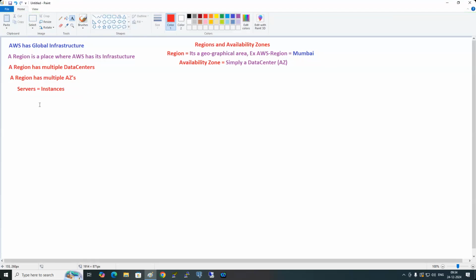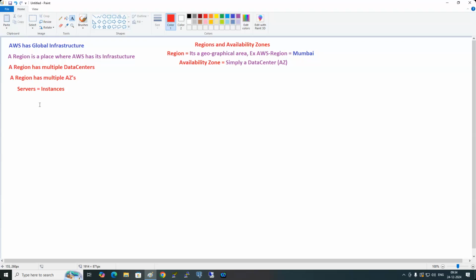Now tell me, if I want to launch EC2 instances, where should I launch them? Mumbai is a region. What does Mumbai contain? Availability zones. What does the availability zone contain? Infrastructure. What does the infrastructure contain? Servers. So if I want to launch EC2 instances, I should launch them inside the availability zone, which is a data center.